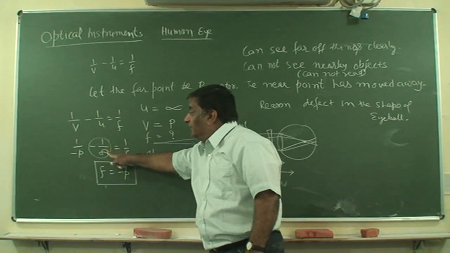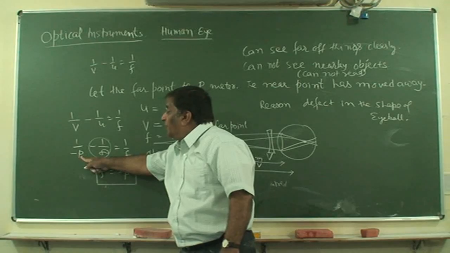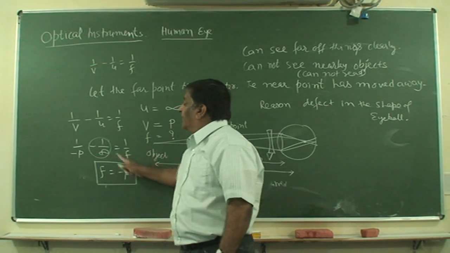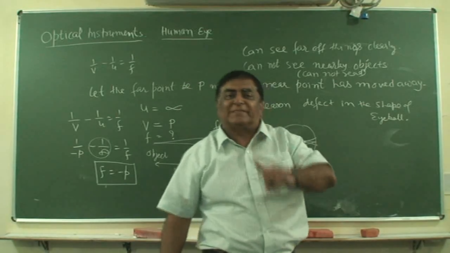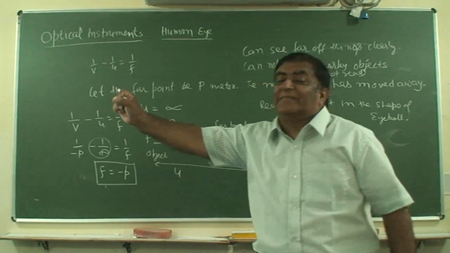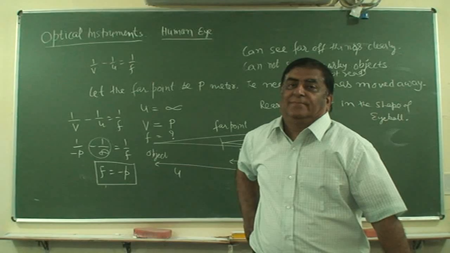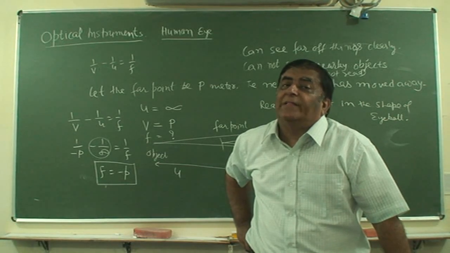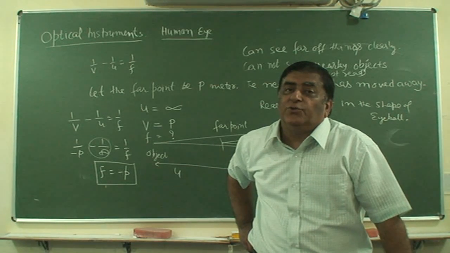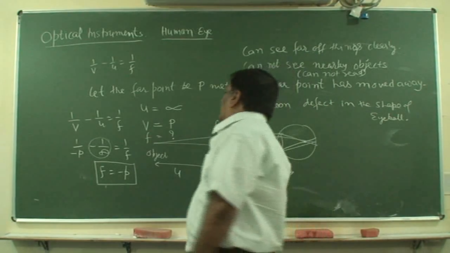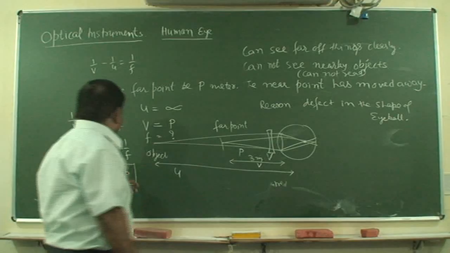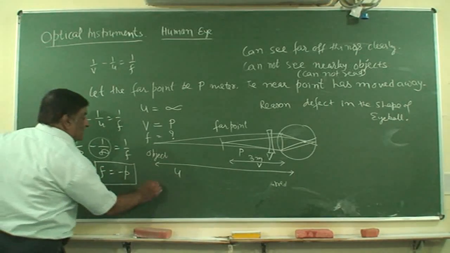The object is at infinity, the V is at far point, therefore 1 upon F is equal to this, so F is equal to far point. Again, a person can see up to 3 meters. So what should be the focal length of concave lens he should use? Answer, 3 meter. Okay. So if F is this, then how much is the power?